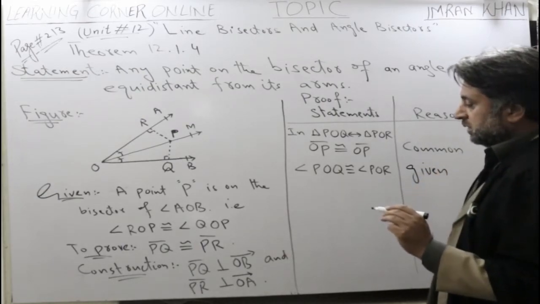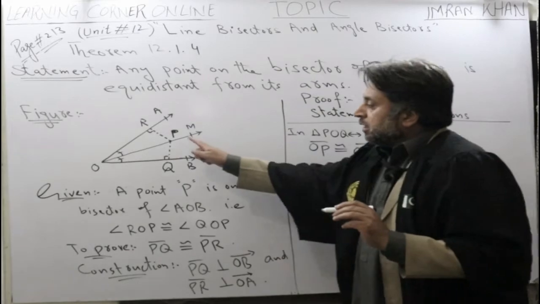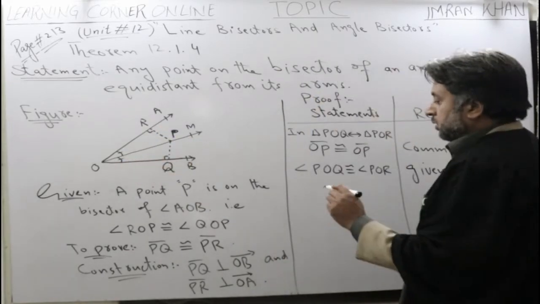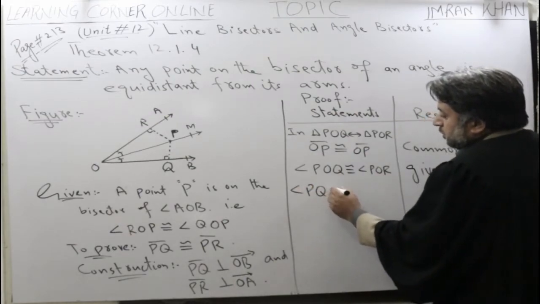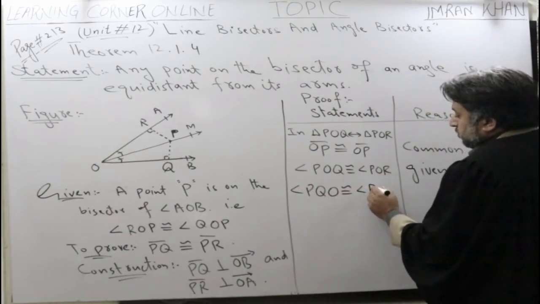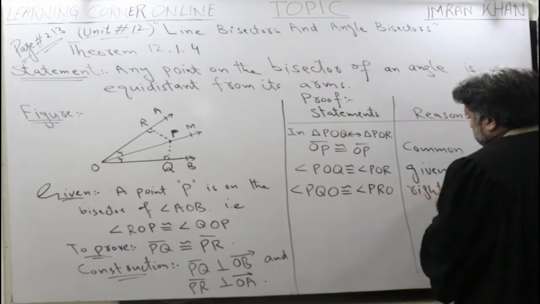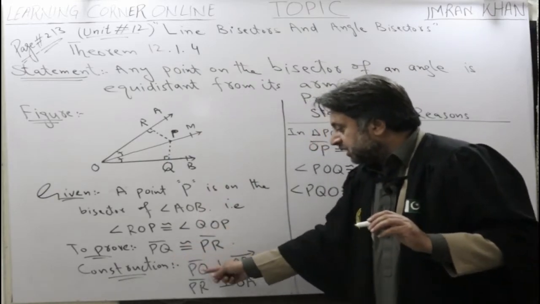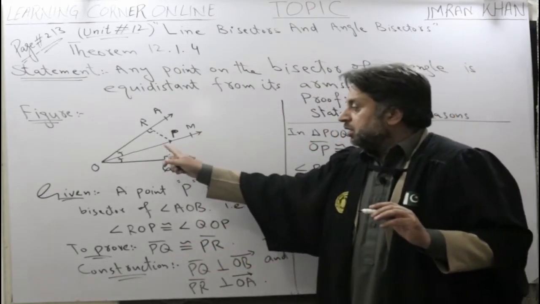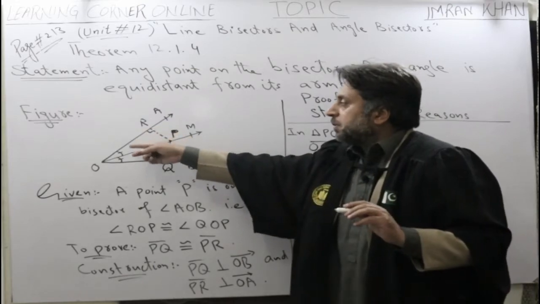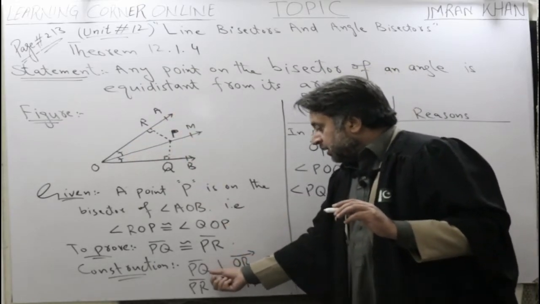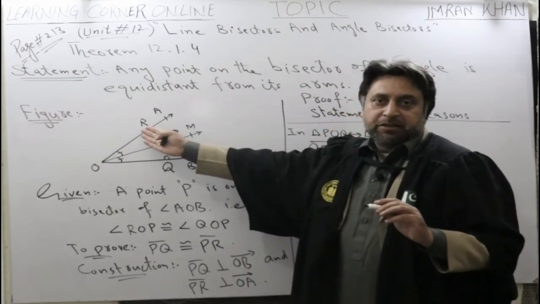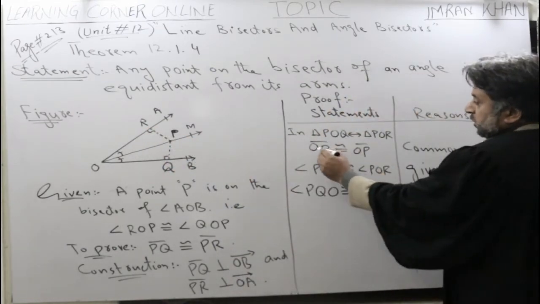Now, the third one is angle PQO and PRO. The reason is right angle. Because in construction we discussed that PQ is perpendicular to OB, and PR is perpendicular to OA. When this is perpendicular to this, it means that it makes a 90 degree, right angle. Now, it is side.